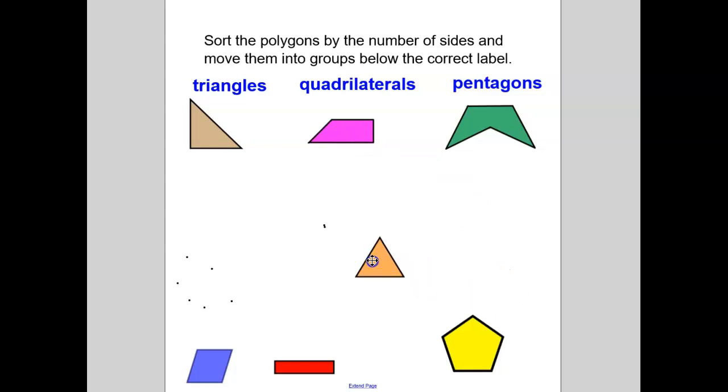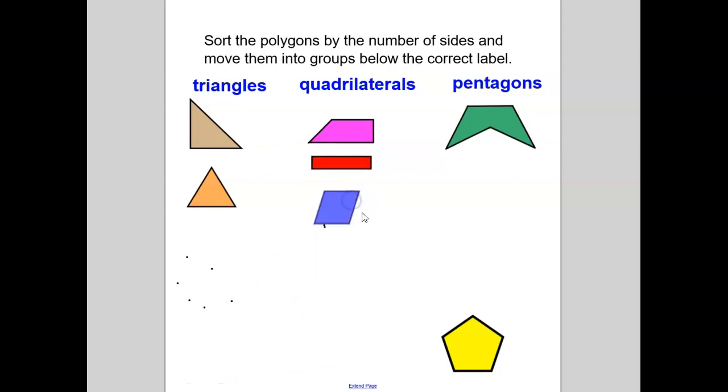You're right, this is a triangle, 3 sides and 3 angles. This is a quadrilateral, 4 sides and 4 angles. Another quadrilateral, 4 sides and 4 angles. And a pentagon, 5 sides and 5 angles. Excellent work, third graders.